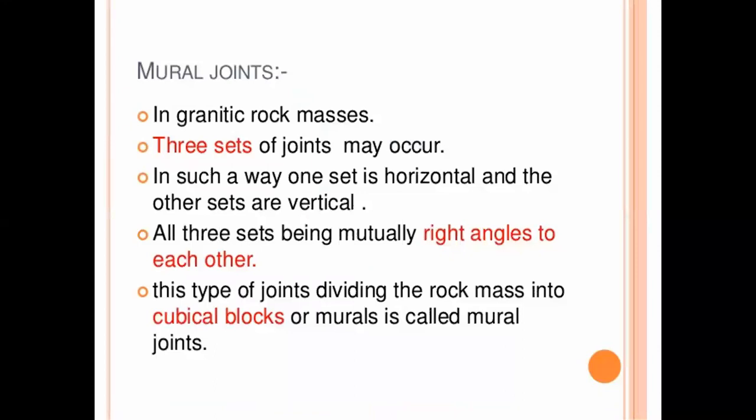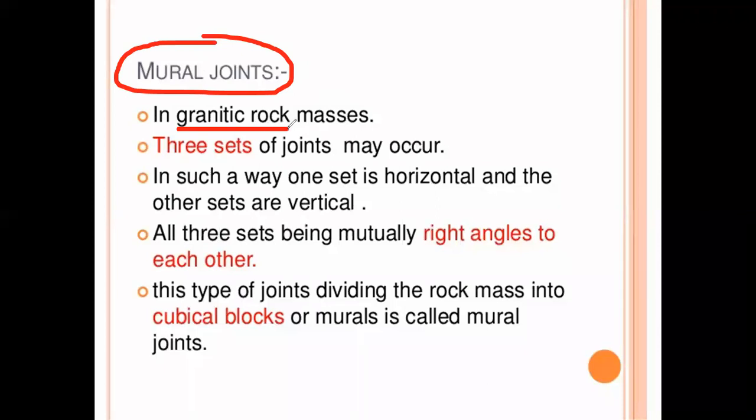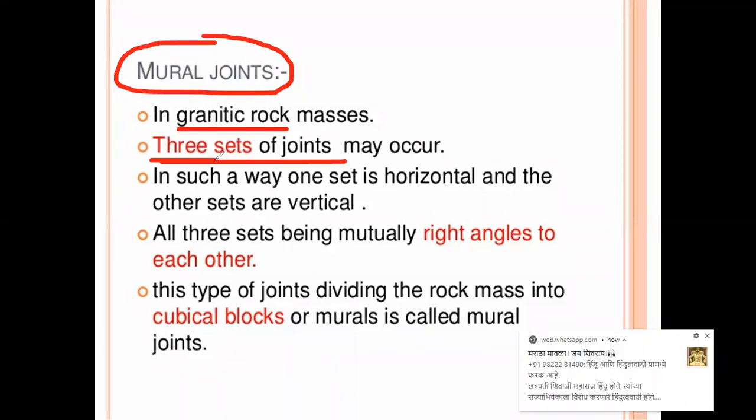Now, next one is the mural joints. This is another type of joint, mural joints. They are mainly present in granite type of rocks. Here, three sets of joints occur. In the sheet joint, we have seen only one set, but in mural joints, three sets of joints are there. Remember this regarding the mural joint. This point is very important. Three direction sets are there.